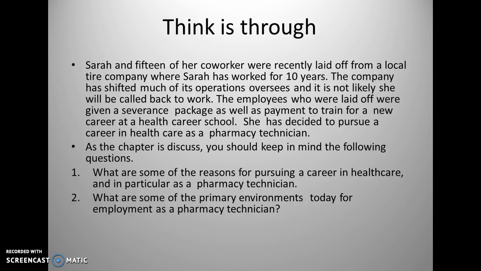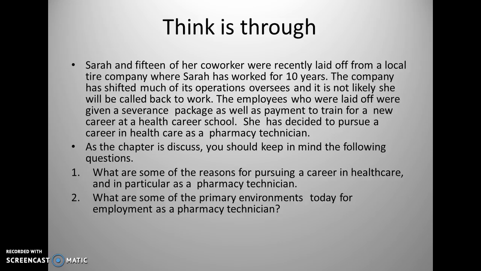back to work. The employees who were laid off were given a severance package as well as payment to train for a new career at a health career school. She has decided to pursue a career in healthcare as a pharmacy technician.